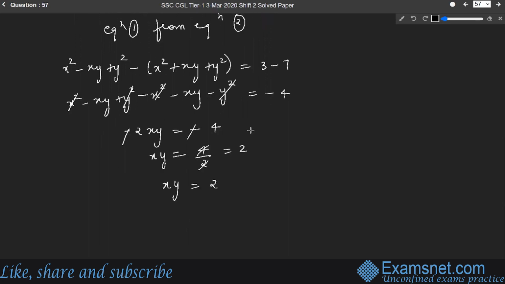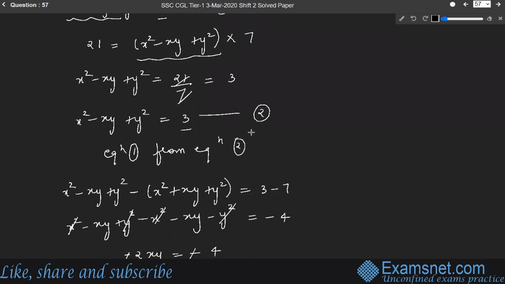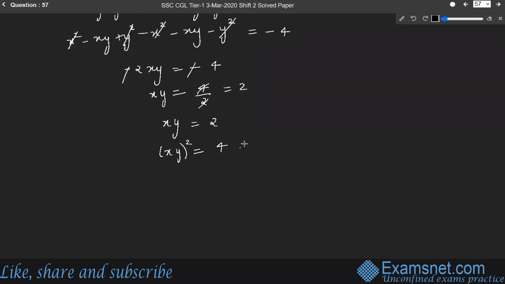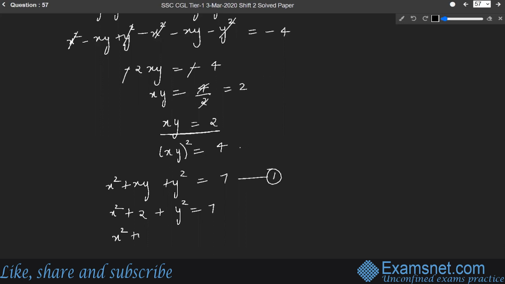Okay, if xy is 2, then xy whole square will be 2 square, which is 4, right? So now let us do one thing. Let us put this value in equation number 1. What is equation number 1? Let us write it again. Equation number 1 is x square plus xy plus y square is equal to 7. Let us substitute the value of xy in this equation number 1. So when we put the value of xy here, it becomes x square plus 2 plus y square is equal to 7. So from here, we will get the value for x square plus y square, which will be equal to 7 minus 2, because this 2 will go to the right hand side. Now, x square plus y square will be equal to 7 minus 2, which is 5. So, we have the value for x square plus y square.